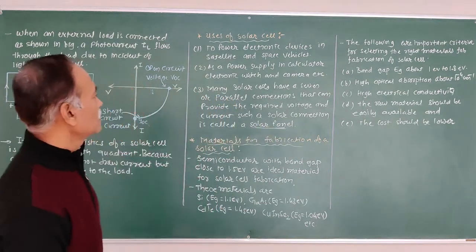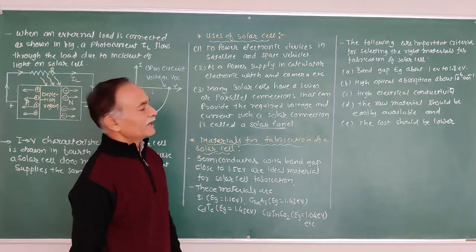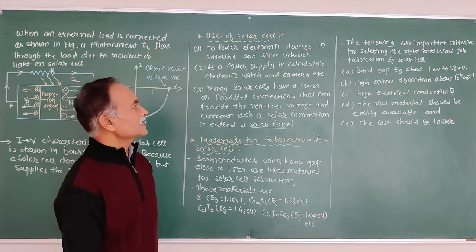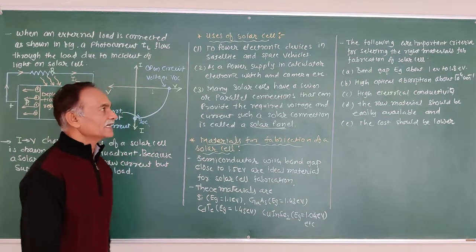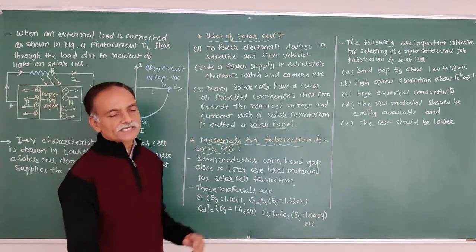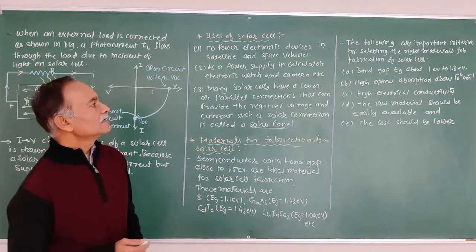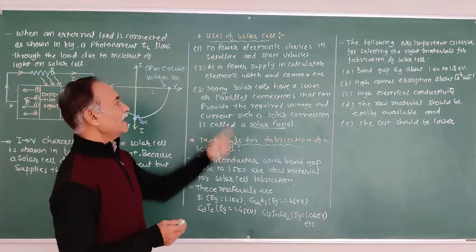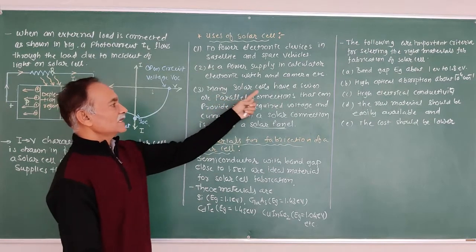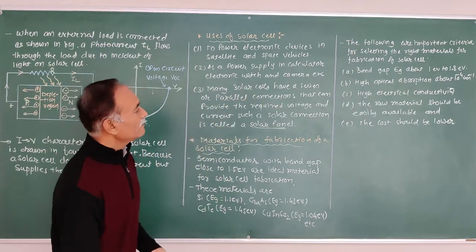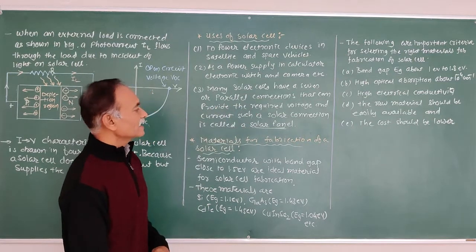Again, what are the uses of the solar cell? To power electronic devices in satellites and space vehicles. To provide the power in satellites and space vehicles, the solar cells are used. Next, as a power supply in calculators, cameras and also watches. Many solar cells in series or parallel connection can provide the required voltage and current.